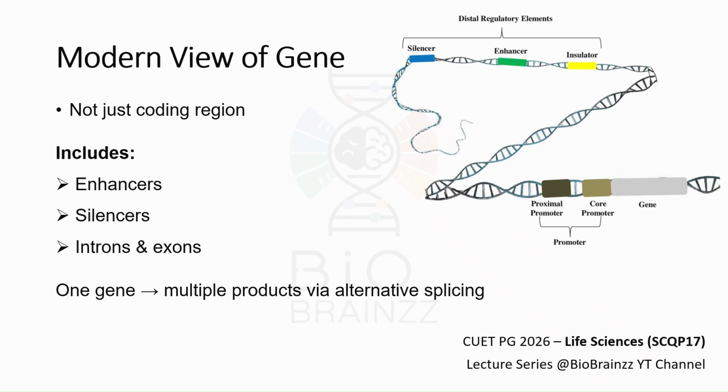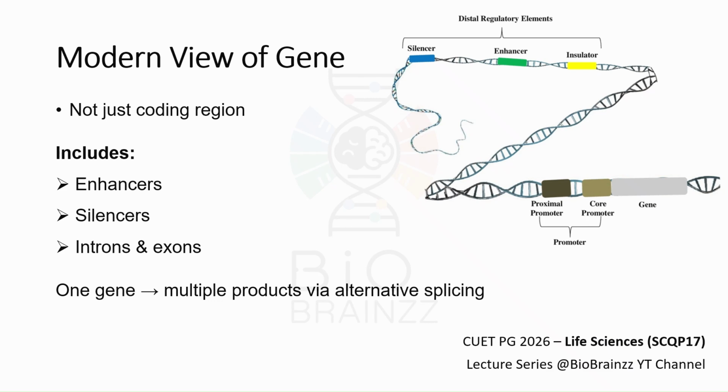Now, let us look at the modern view of a gene, which is slightly more advanced than the classic definition. Earlier genes were thought to be only the protein coding regions of DNA, but today we understand that a gene is not just the coding sequence. A modern gene includes several regulatory and structural components.